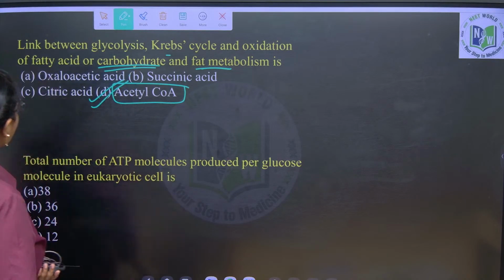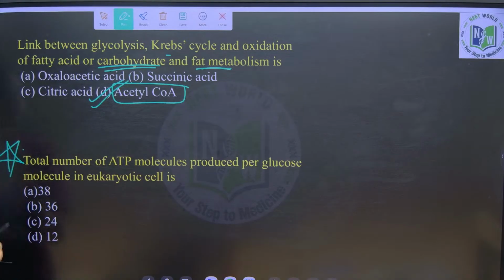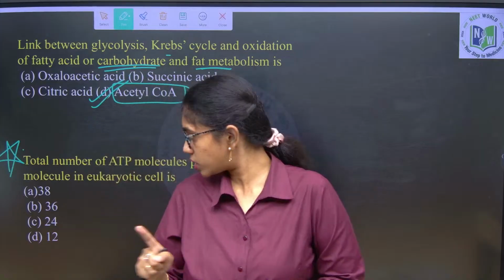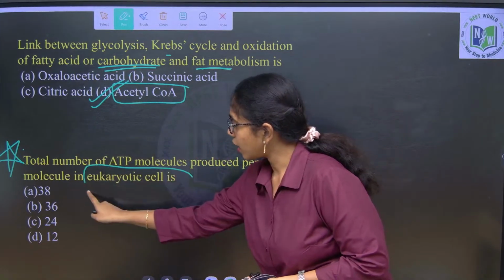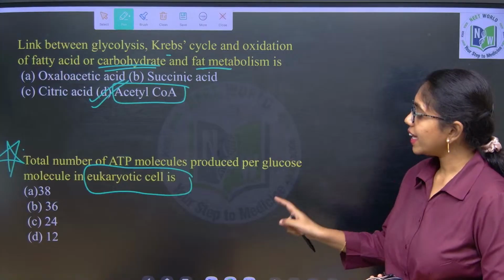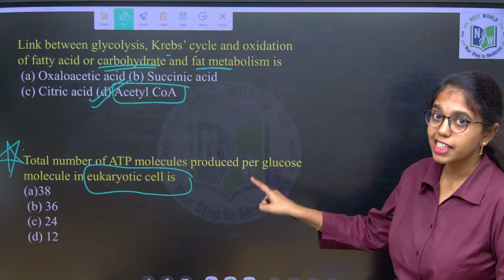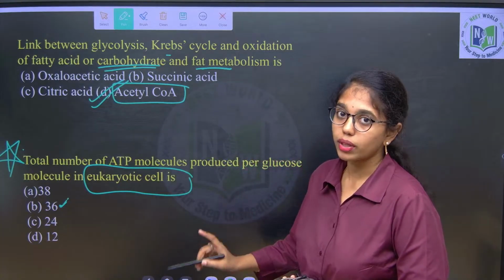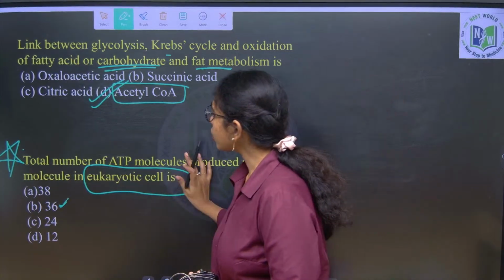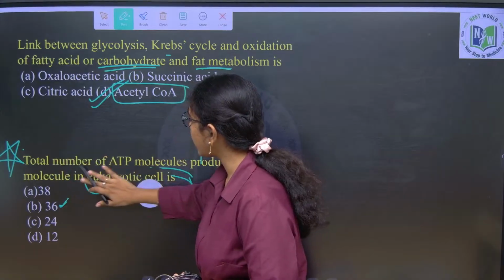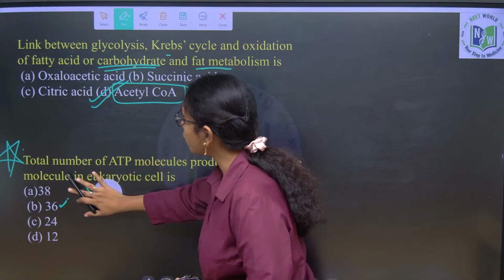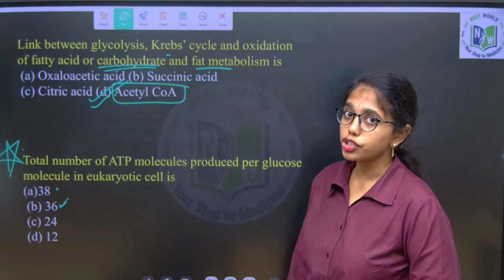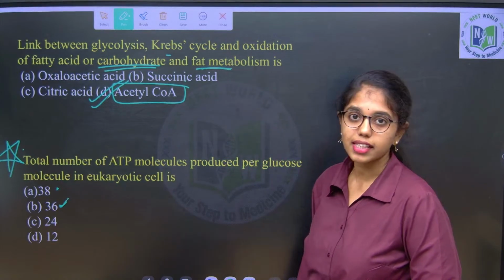Next, here comes the tricky question, that is the total number of ATP molecules produced per glucose molecule in a eukaryotic cell. Fine. So here whenever eukaryotic cell is mentioned, we have to go with the option 36 total ATP produced. If it is not given specifically as eukaryotic cell, and they are just asking you about aerobic respiration, then you have to go with 38. Why is there a reduction of 2 ATP in the eukaryotic cell?